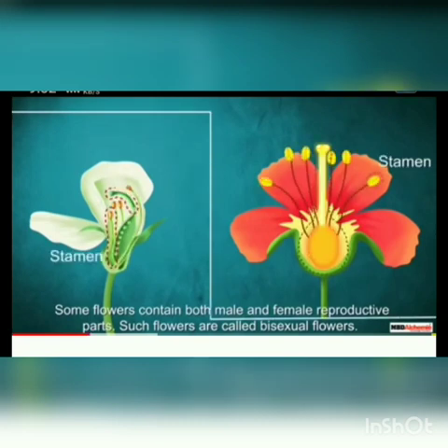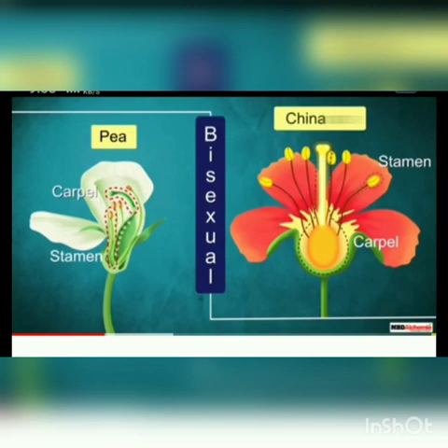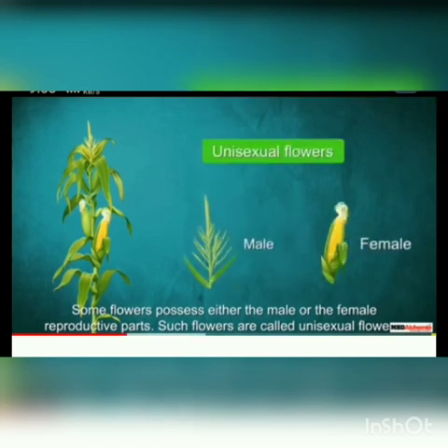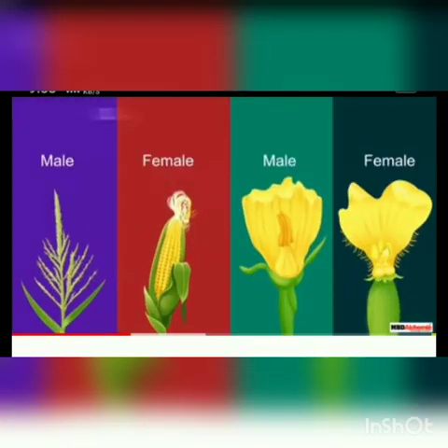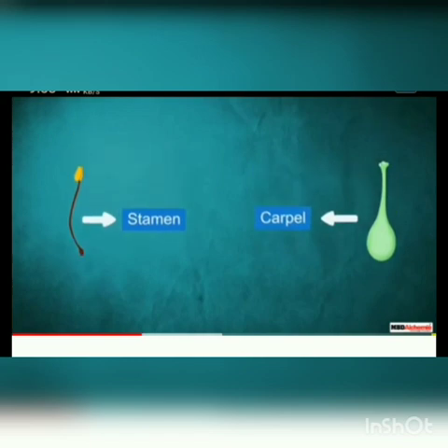Some flowers contain both male and female reproductive parts and such flowers are called bisexual flowers. So these are bisexual flowers. They contain both the male and female reproductive parts. Some flowers possess either the male or the female reproductive part and such flowers are called unisexual flowers. So it contains either a male or a female part. Examples are corn and cucumber. So stamen and carpel.